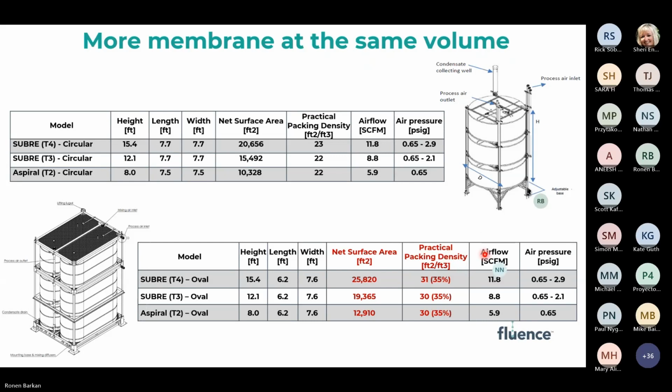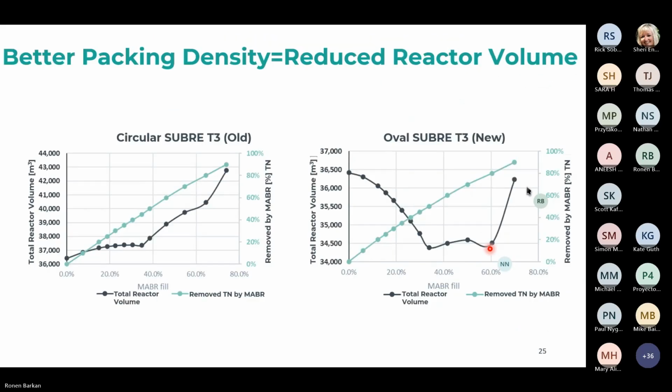To understand that, we ran some analysis. So I will try to explain it slowly. And what you see here is an output of our design model under two configurations. First, on the left is the circular old SUBRE T3. On the right side, this is the oval SUBRE T3, the new one. There is a very critical point to see in here. This point shows you that, and I need to explain a little bit more about the graph. The y-axis is the percentage of the MABR that is applied. On the left side, the axis is the total reactor volume.